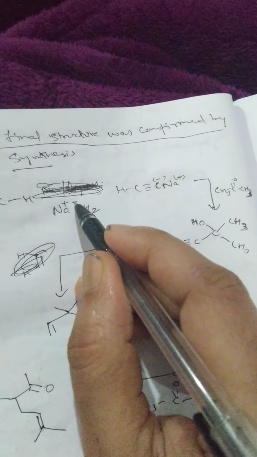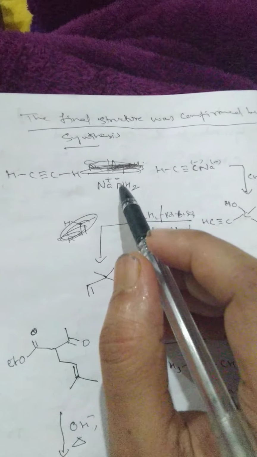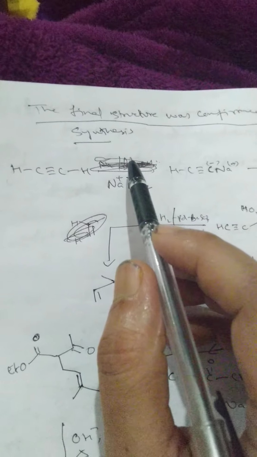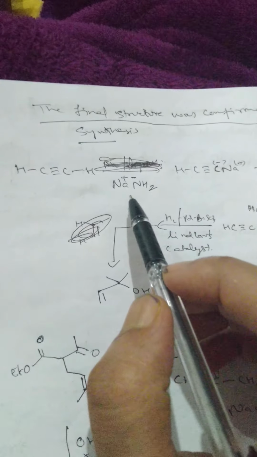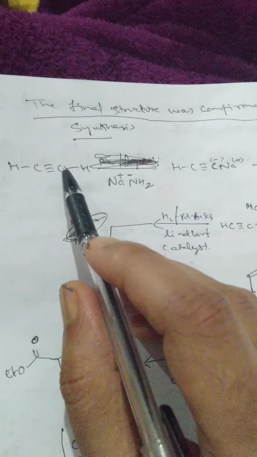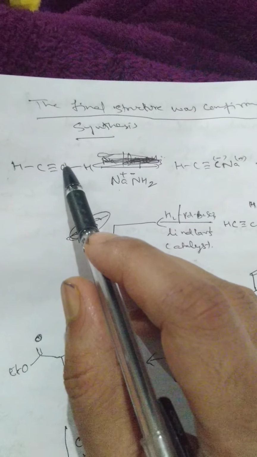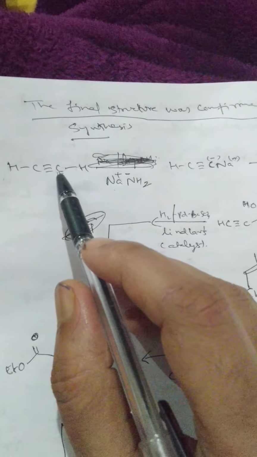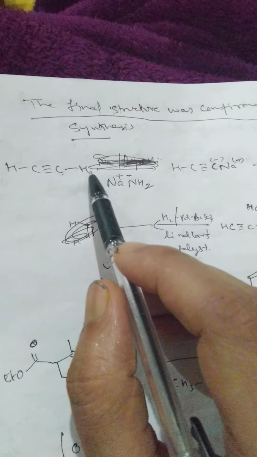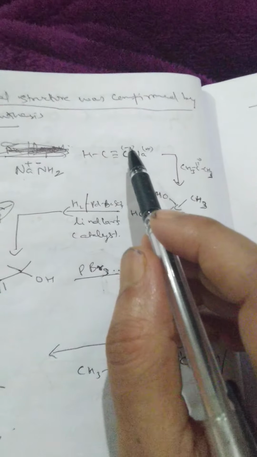Na plus NH2 minus. So they used that, and it worked for them, but let us learn good organic chemistry. So you never use this reaction. You use sodamide, NaNH2. Now you know this proton is acidic because this carbon is sp hybridized. Since it is sp hybridized, it has more s character, so it is more electronegative. So this proton is acidic. It removes this proton, becomes ammonia, and you get HC triple bond C minus Na plus.